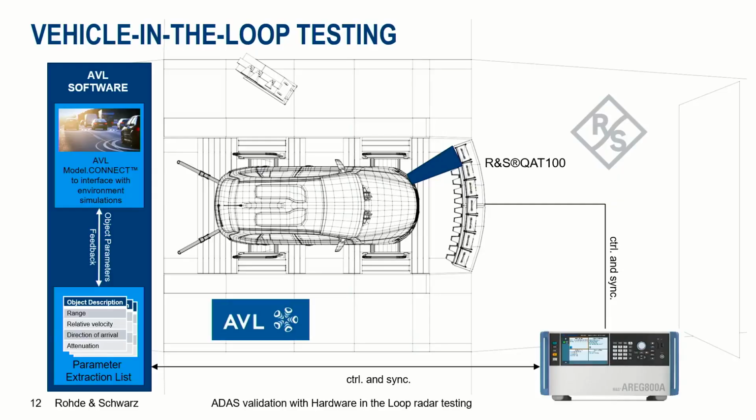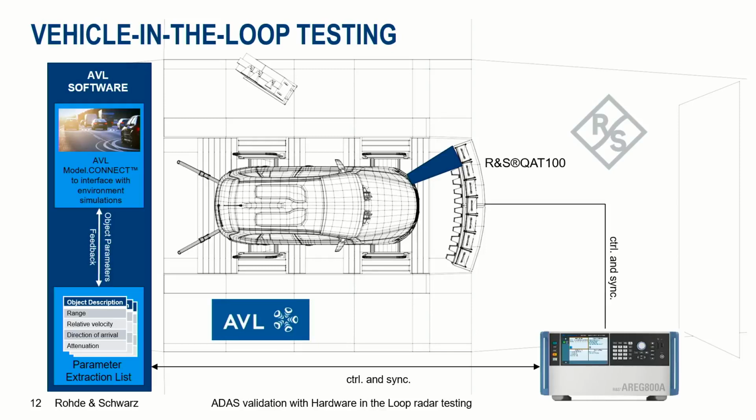And therefore, we have a great solution together with a partner of ours, AVL, which is one of the largest providers of roller test beds in the world. We implemented together a solution for vehicle in the loop validation of whole cars, whole vehicles. How does it work?